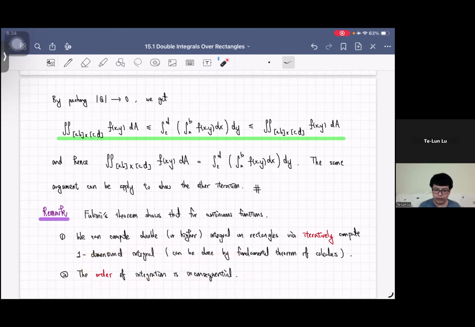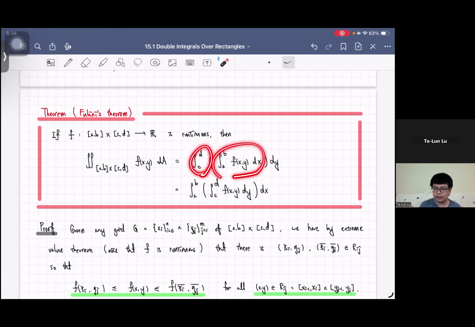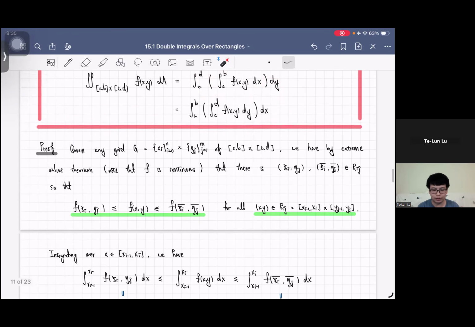Also, this theorem tells us a really nice condition: the order of integration is actually inconsequential. We can do the x integration first and then y, and it will be the same value as y first and then x. This will become particularly useful because some functions are really hard to integrate in one variable, but after changing the order, you can actually do the integration. We will see more examples in the next chapter.